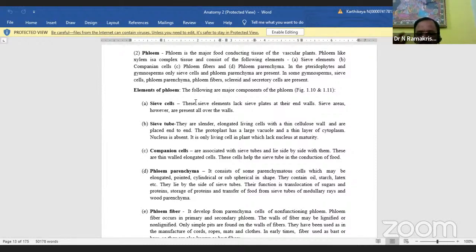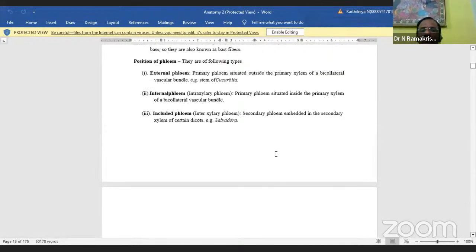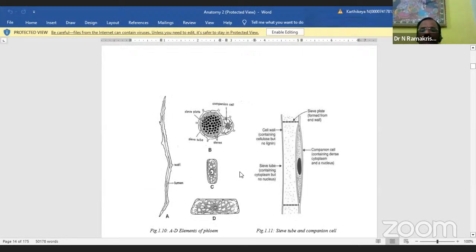With maturity, sieve cells become enucleate elements. The main feature is the presence of sieve areas. The sieve areas are pores present on the lateral walls of sieve elements. So we call these sieve cells. Here you see the sieve elements lack sieve plate-like structures at their end walls. Sieve areas, however, are present all over the walls. So this is the structure of phloem.